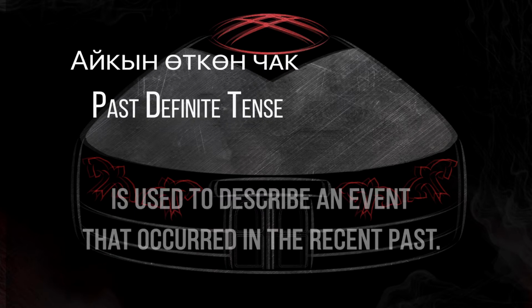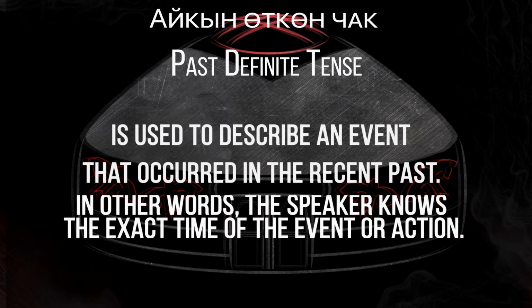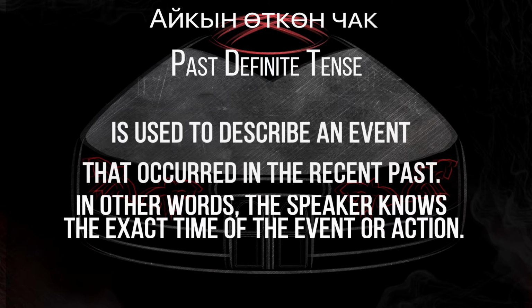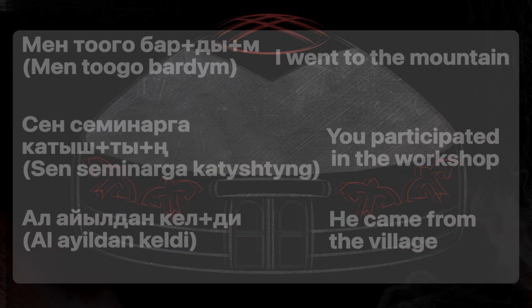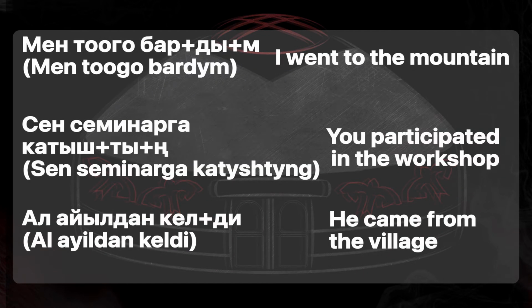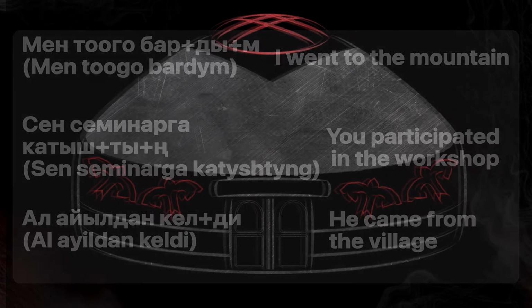The past definite tense is used to describe an event that occurred in the recent past. In other words, the speaker knows the exact time of the event or action. For example, men тоого бардым. I went to the mountain. Sen семинарға қатыштың. You participated in the workshop. Ал айылдан келди. He came from the village.